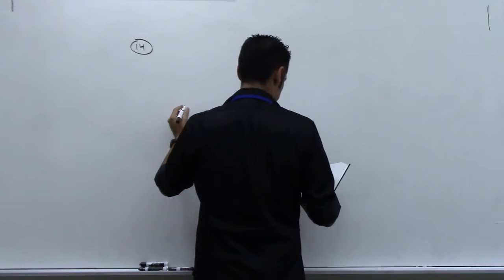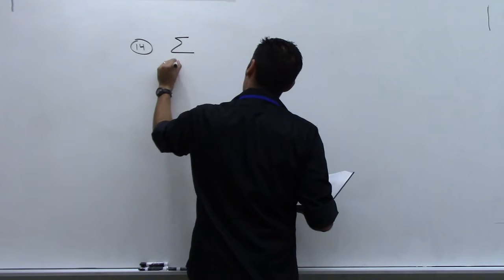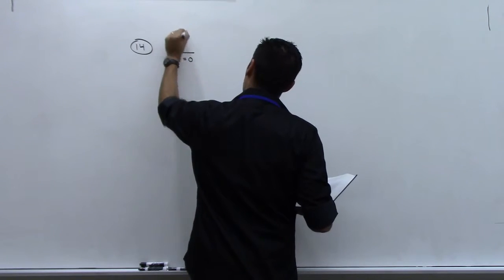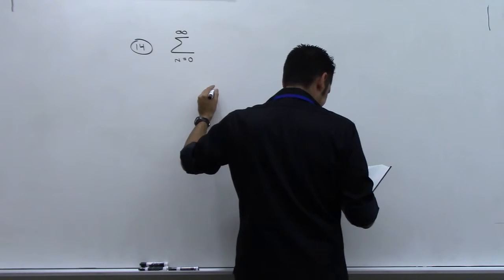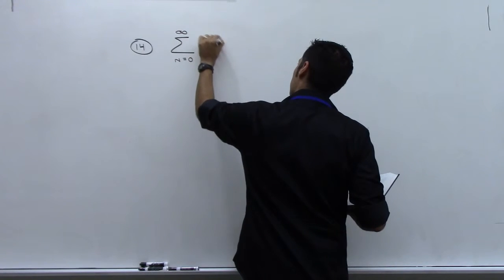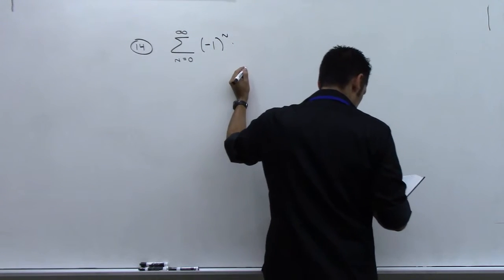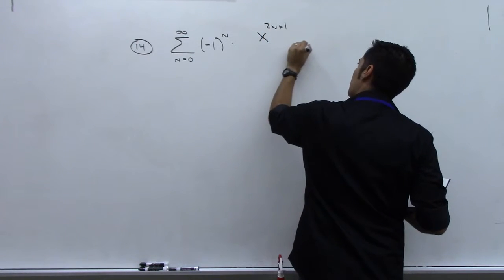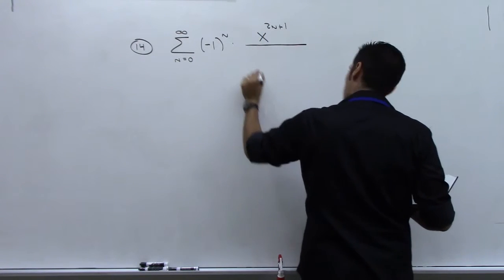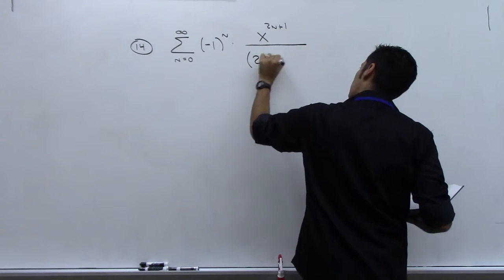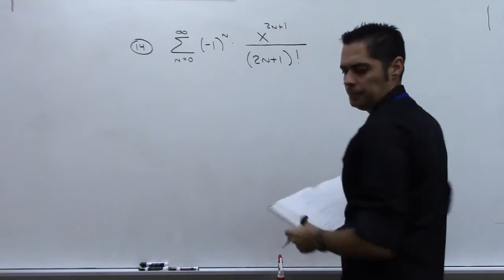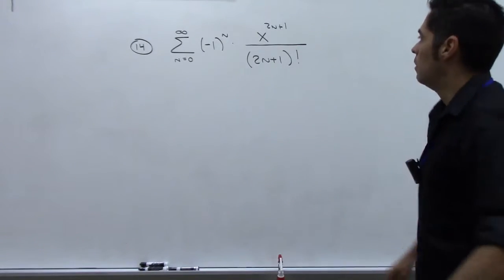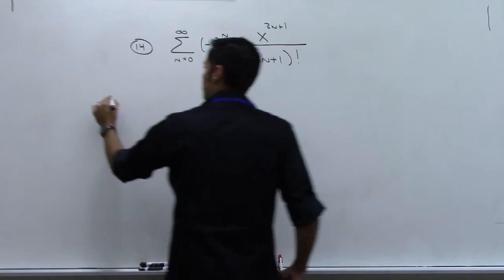Oh, here we go. Sum n equals 0 to infinity, negative 1 to the n, x to the 2n plus 1, over 2n plus 1 factorial. Haven't seen that yet. All right, let me do a ratio test here.